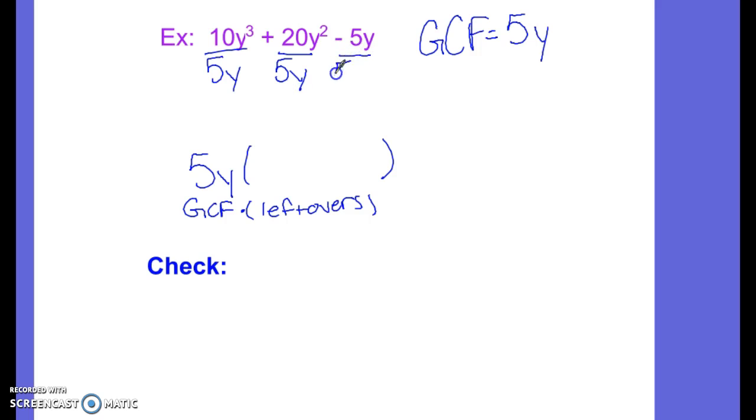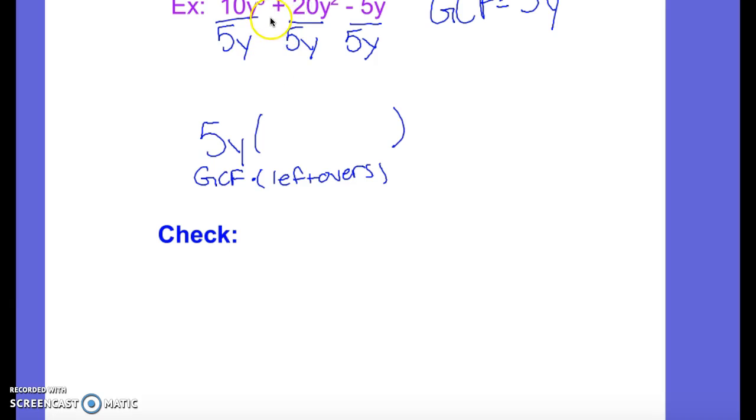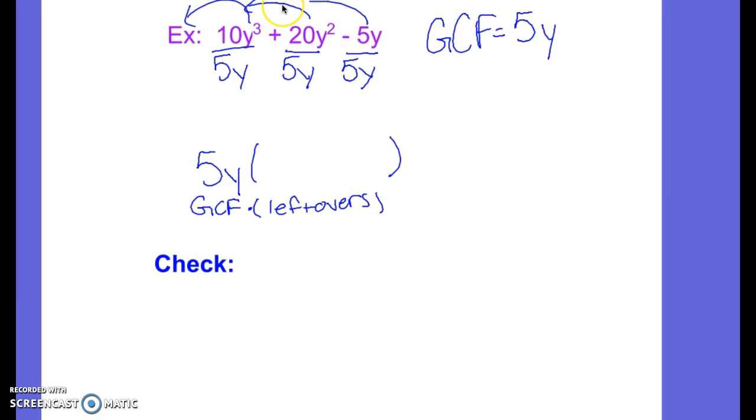When you're taking it out, it's essentially like you're pulling 5y out of each one of them. And when you pull 5y out of each one of them, you're dividing it out and you're putting it out front because you multiply it back in and they're inverses of each other. 10 divided by 5, remember this is like Chapter 7, is 2, y cubed divided by y, 3 minus 1 is y squared. 20 divided by 5 is plus 4, y squared divided by y is just y. Negative 5 divided by negative 5 is negative 1, y over y cancels. And then check it out.